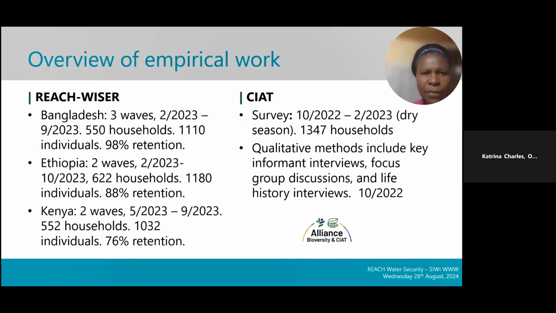REACH-WISA was able to reach an approximate average of 550 households with 2 people in each household, plus 51 interviews per country, while CIAT reached 1,347 households with multiple individuals. And all this was to help understand seasonal variations in water security inequalities, and their connections to climate resilience, results of which my colleagues will expound on.